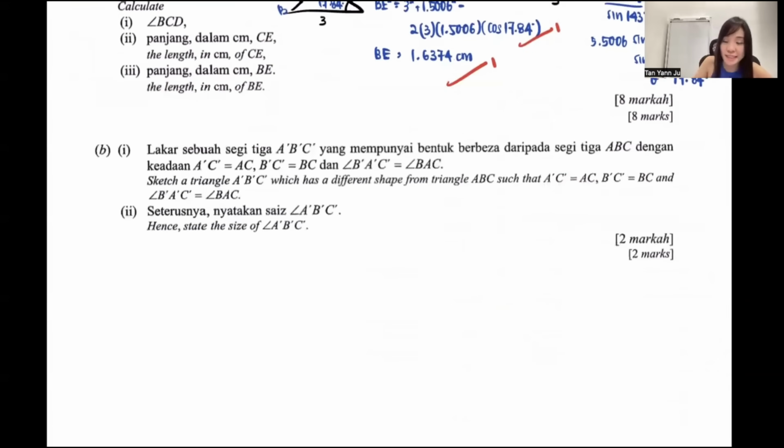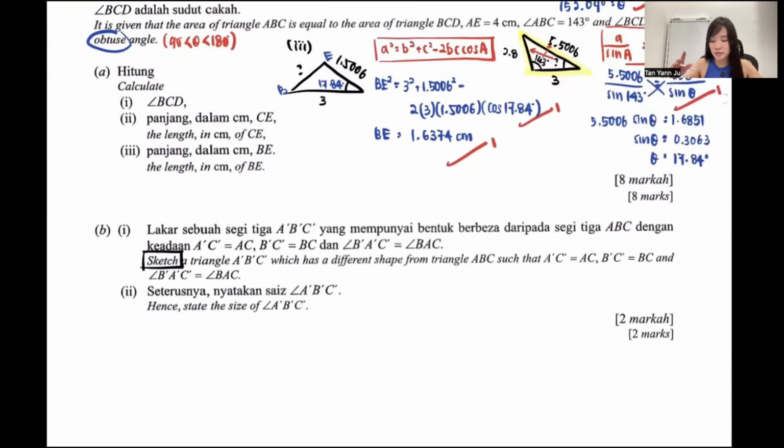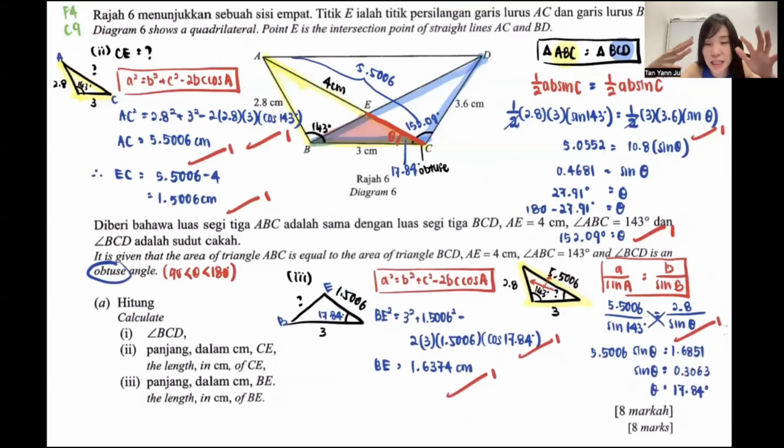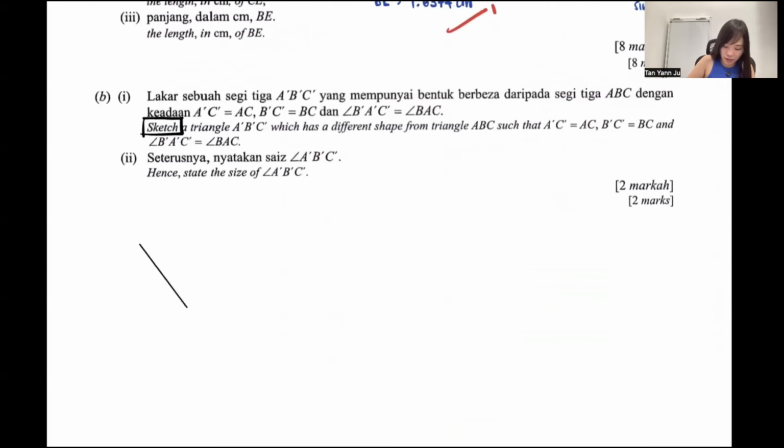Part B1 says sketch a triangle A'B'C' which has a different shape from the original ABC, such that A'C' equals AC, B'C' equals BC, and angle B'A'C' is the same as angle BAC. Usually students learn it by drawing in the original graph, but I'm afraid you couldn't see nicely because there are too many points there and you might get confused. So I draw it inside the blank space. They are talking about A, B, C, this black one. This black one looks like this.